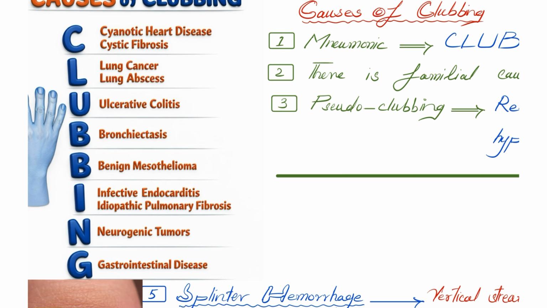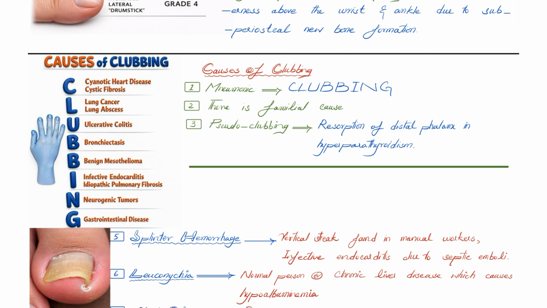I stands for infective endocarditis or idiopathic pulmonary fibrosis. N stands for neurogenic tumors like schwannoma or neurofibroma, and G stands for gastrointestinal disease like Crohn's disease, celiac disease, or chronic liver failure or chronic liver disease. Then another abnormality that you can see as clubbing can have no cause, like it can be familial, it can run in the families.